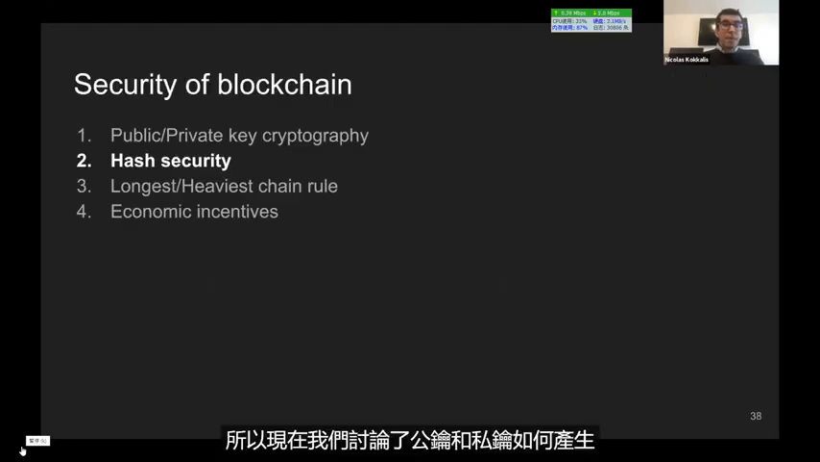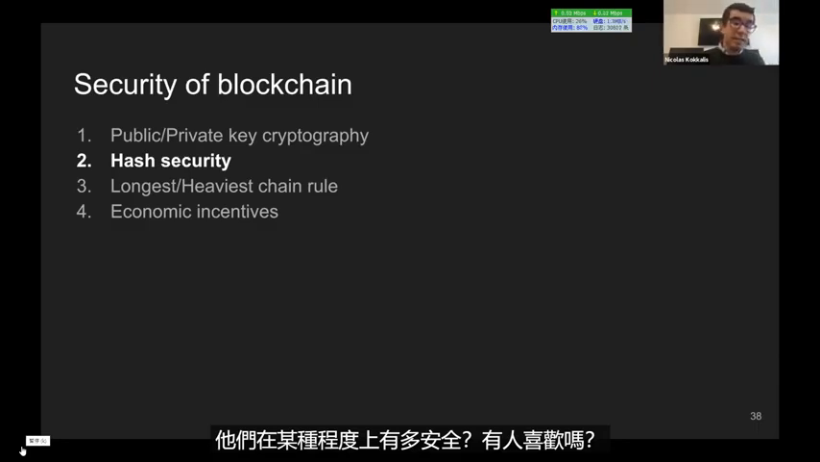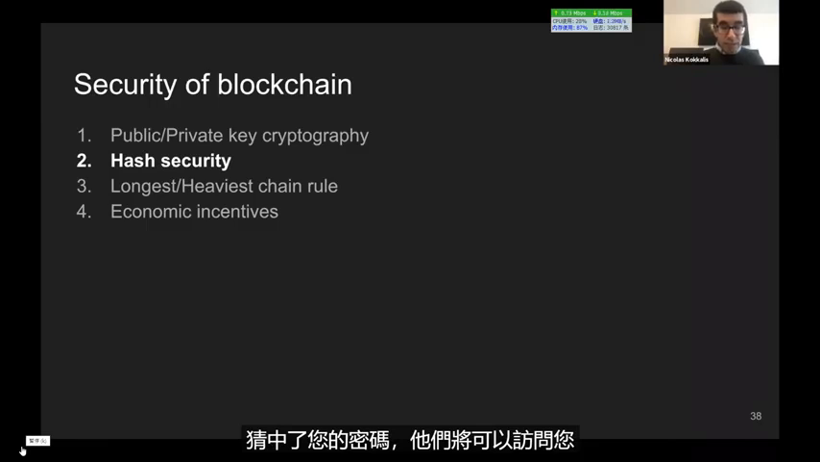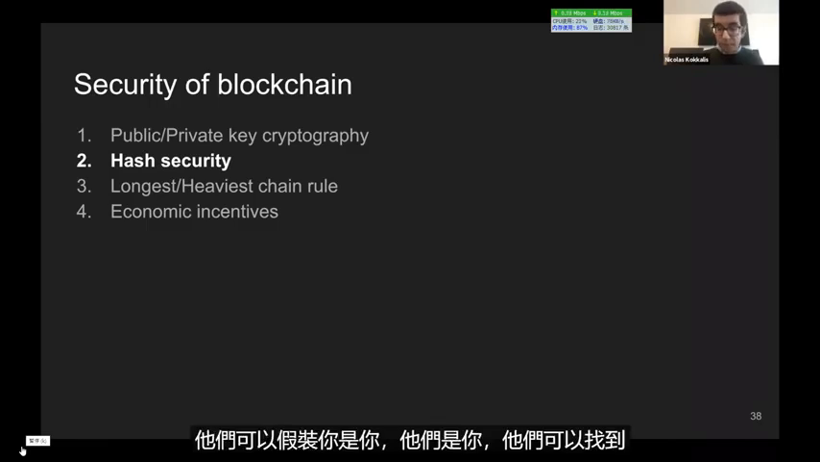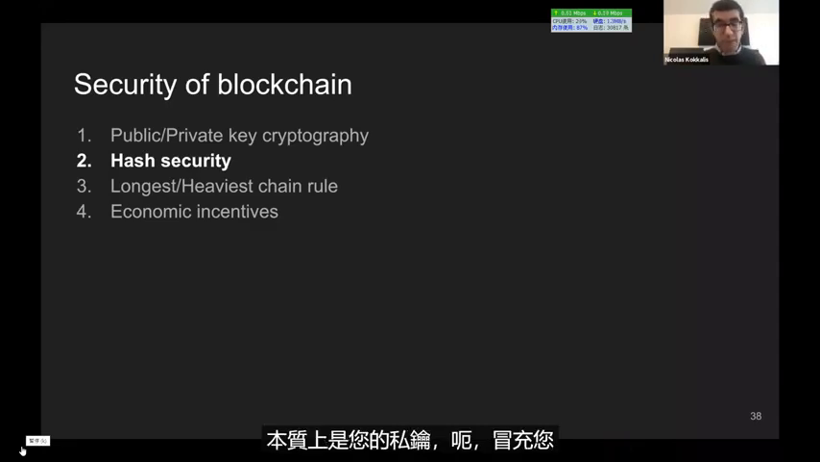So now we talked about how public and private keys make transactions something that we can trust, but we didn't say how secure they are. Are they like a password, and someone can just guess that password? And if someone guessed your password, then they can pretend that they are you, and they can find essentially your private key and impersonate you.